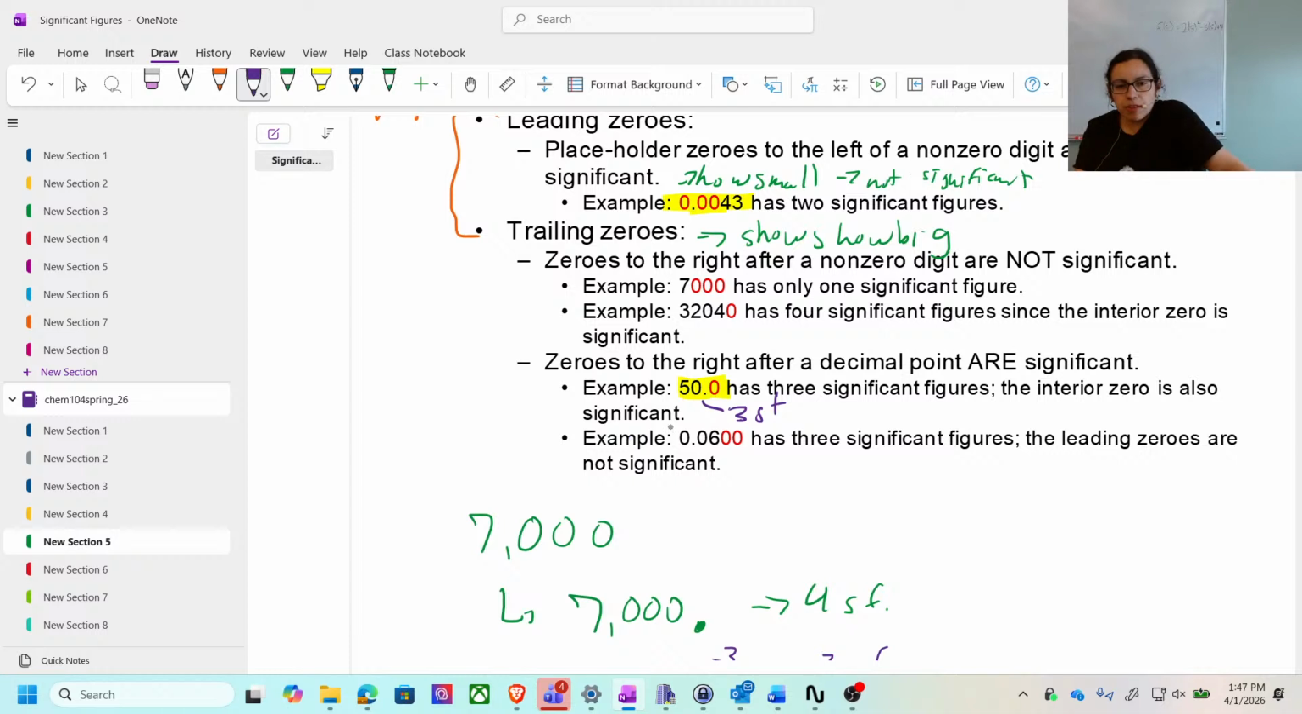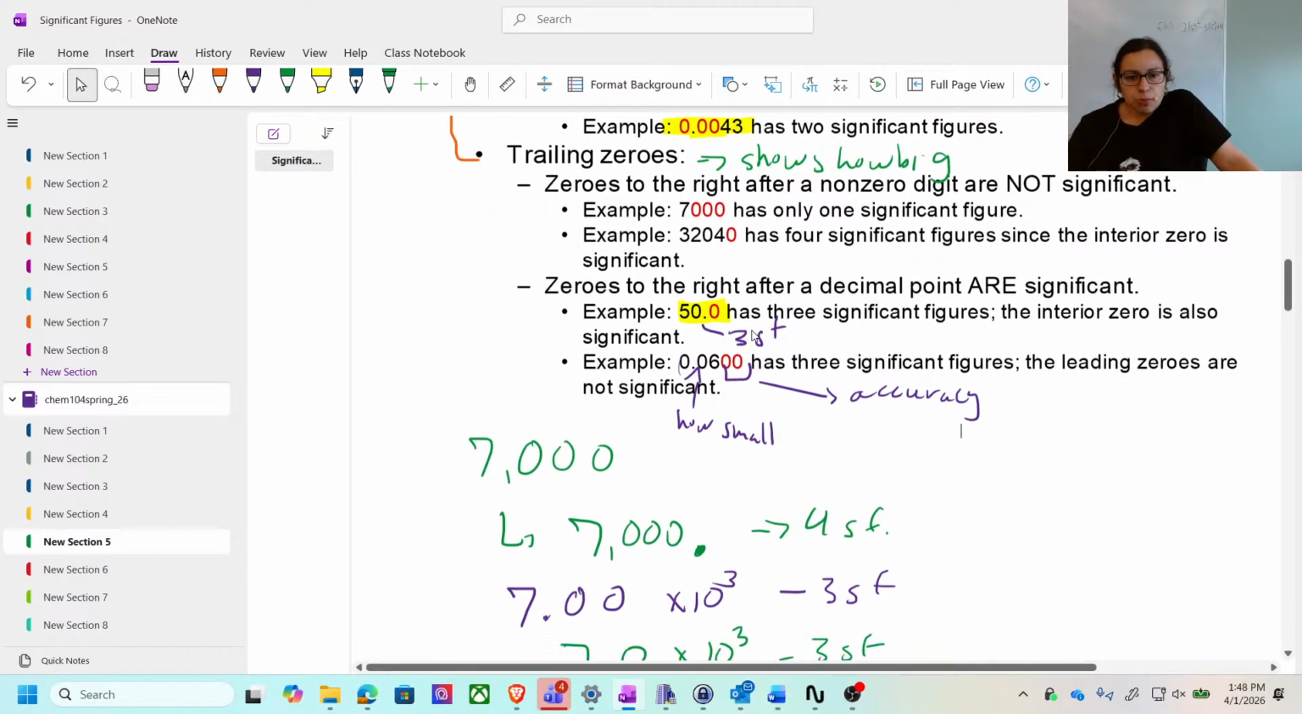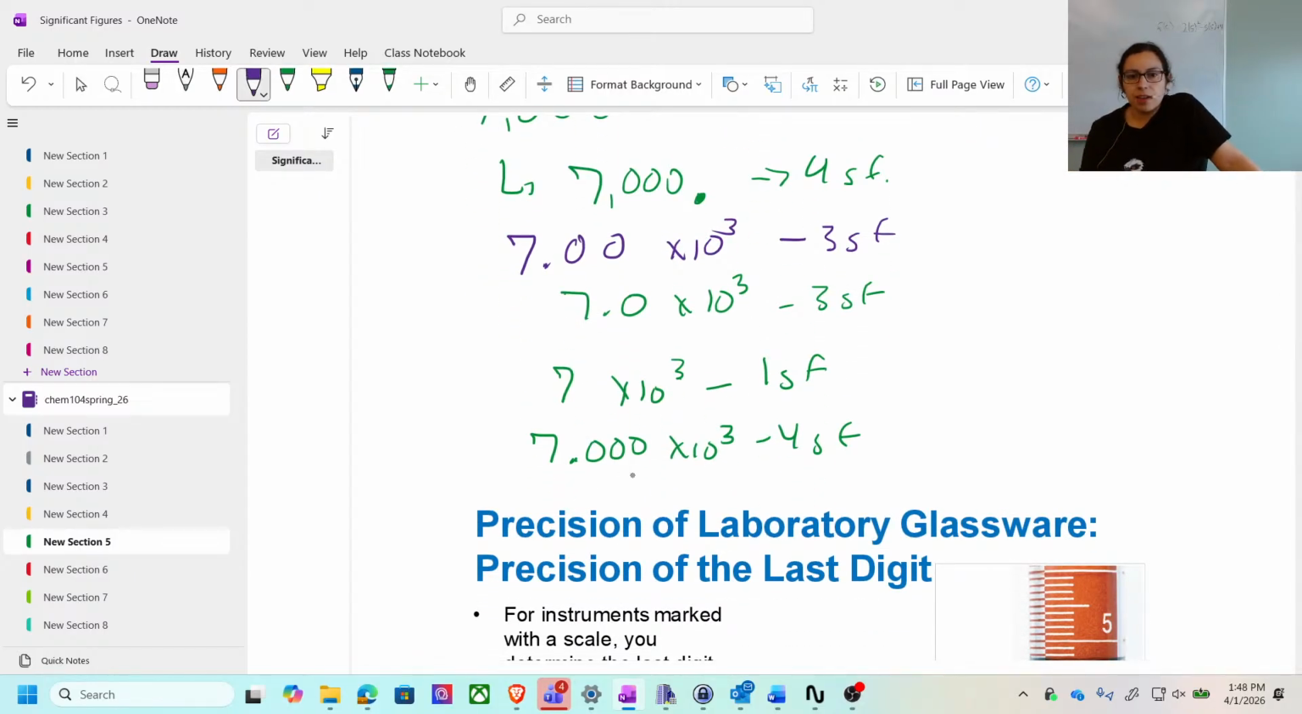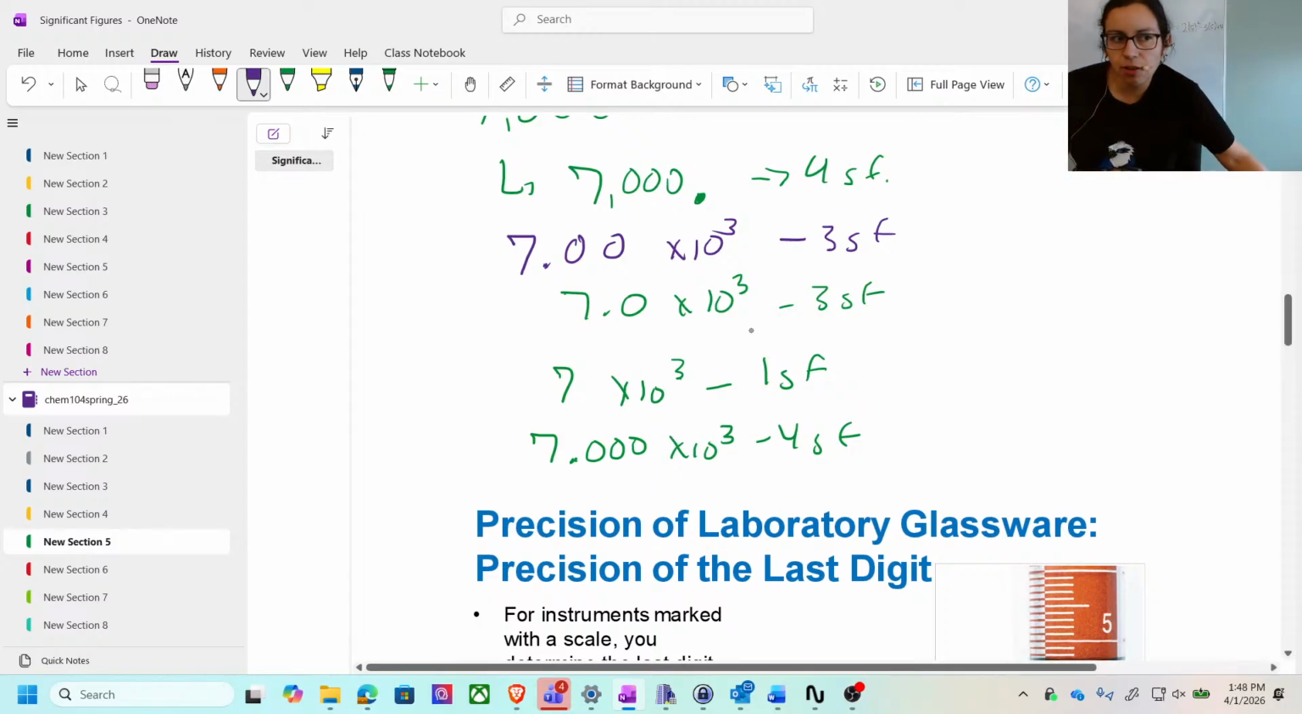Same thing with this number. This first 0 is a leading 0, so this is showing how small. But these other 2 are showing accuracy. That's always the approach: if you can rewrite it in scientific notation and keep the decimals, that shows accuracy, versus decimals that are just showing how big or how small.